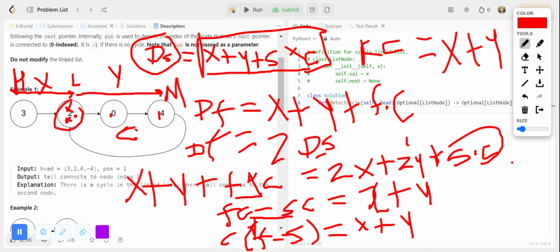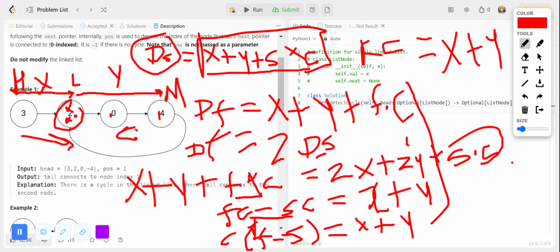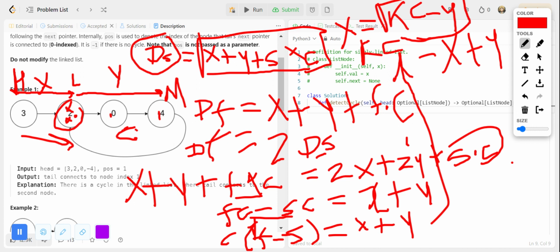So this means if we want to know the distance, or the number of nodes, from the head of the linked list to where the loop starts, it is x, right? So x means, we have moved this equation to this side, and we can say x, the distance from the head to where the loop starts, is going to be kc minus y, right? So this is going to be the length from the head to where the loop starts.